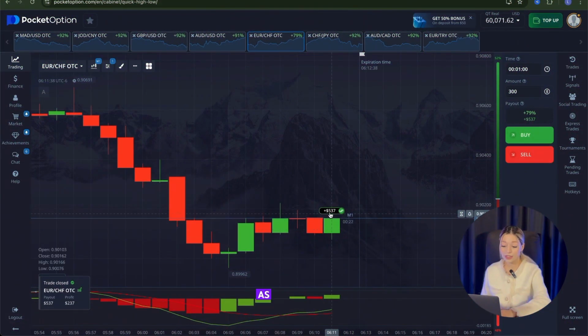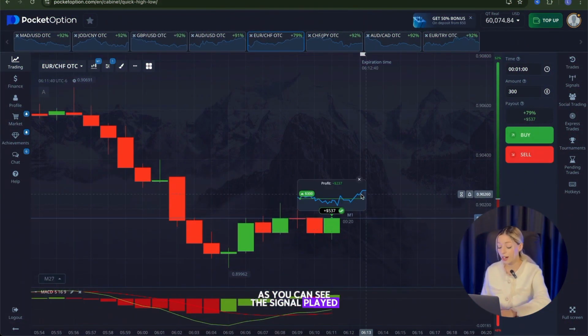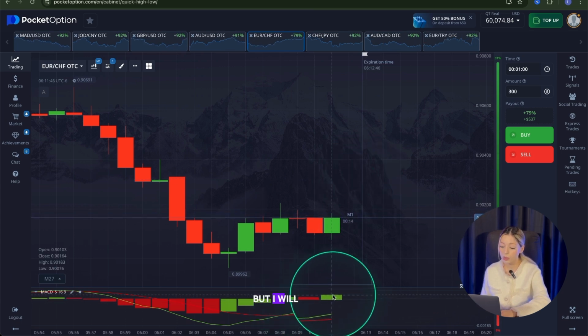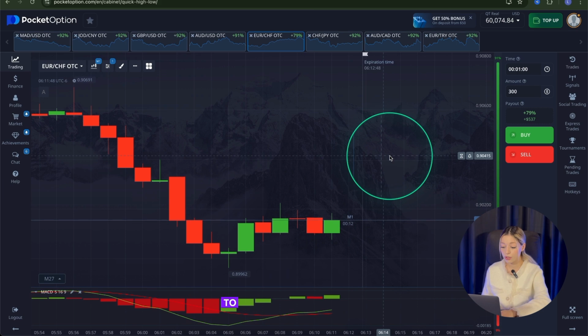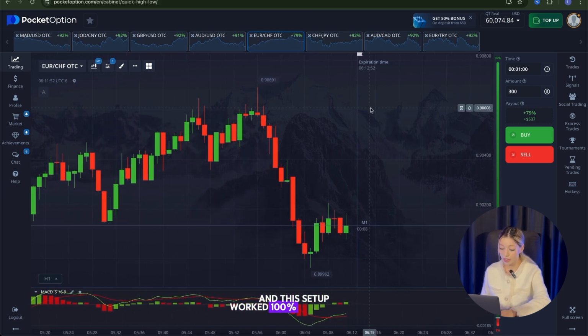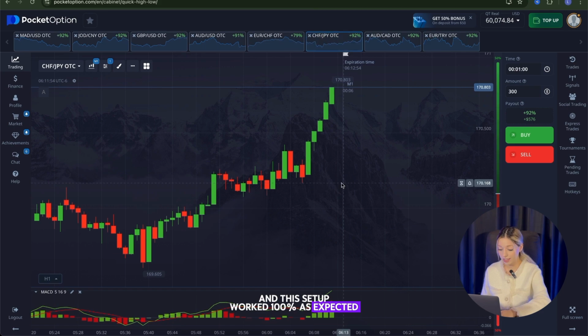Meanwhile, our trade is already moving into profit, just 6-7 seconds left. And yes, as you can see, the signal played out perfectly, and I'm confident that the price will continue upward. But I will switch to another currency pair to show you something else. And this setup worked 100% as expected.